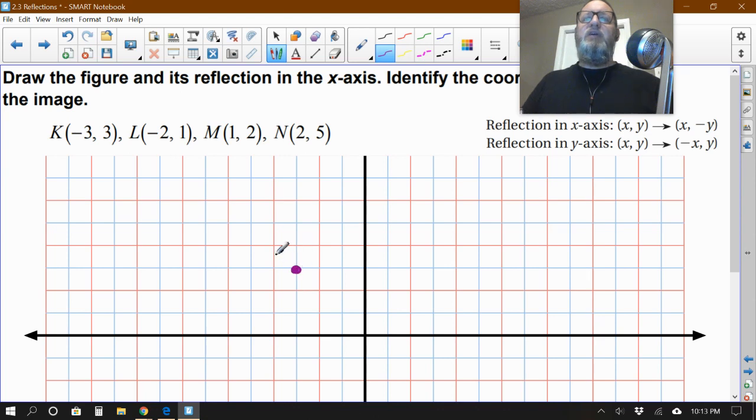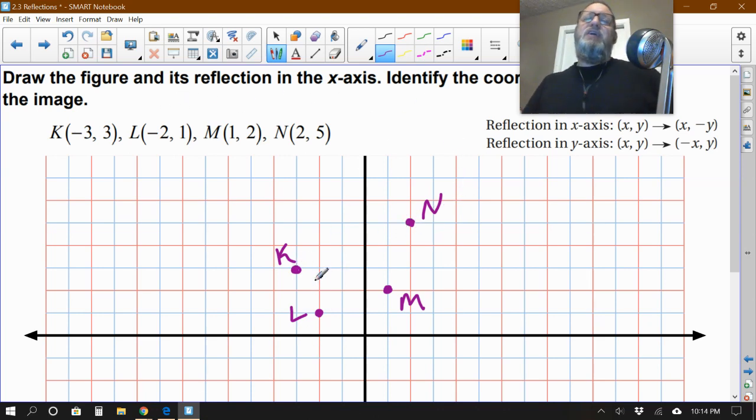There's K. L is at negative 2, 1. So 2 to the left and up 1. That's L. M is at 1, 2. So 1 to the right, up 2. And N is at 2, 5. So 2 to the right and up 5. 1, 2, 3, 4, 5. There's N. Okay, so there's our figure.